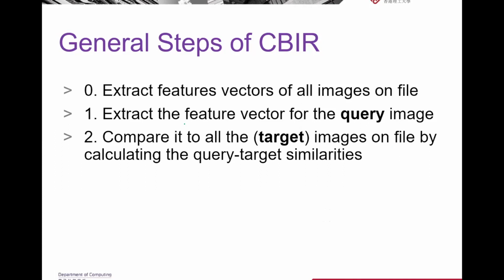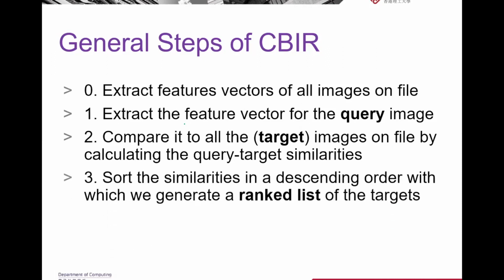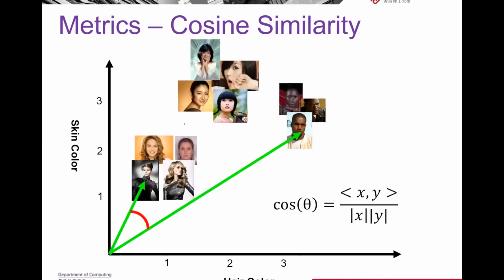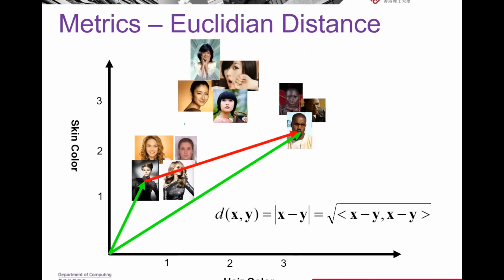And you can calculate either the similarity or distances, and you sort the similarity in descending order, or you can sort the distance in ascending order. Anyway, it generates a ranked list of the targets. Then you can show that ranked list. Actually, most of the time we're showing the top ranked results to the users, right? So this is the general procedure of image retrieval, called CBIR. And as I mentioned, you can use the cosine similarity, or you can use the Euclidean distance, and maybe you can use other metrics there as well. Okay.